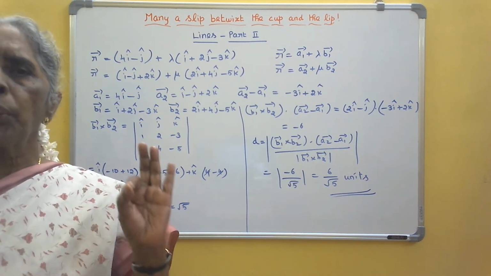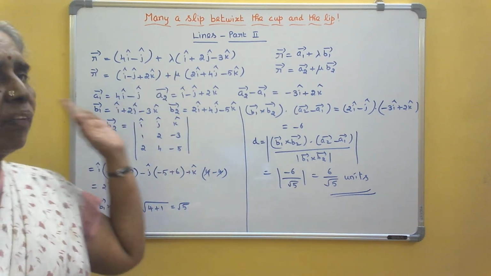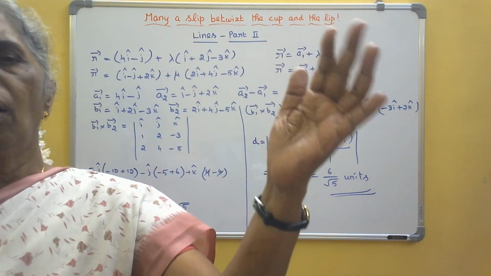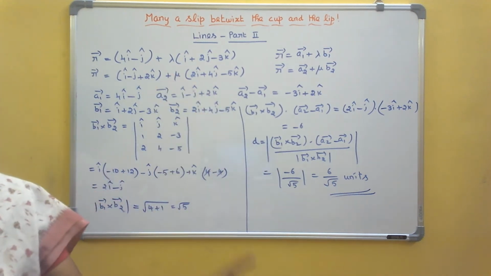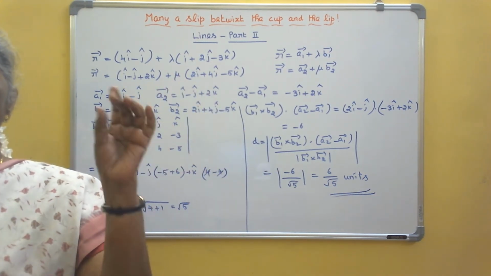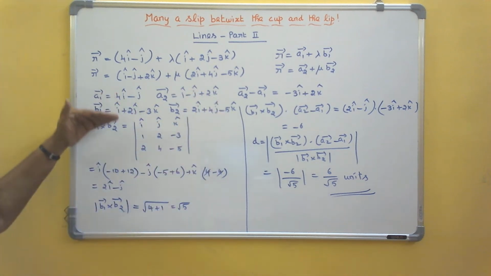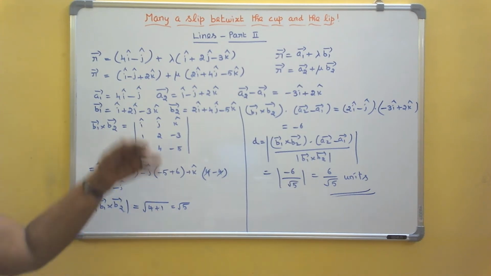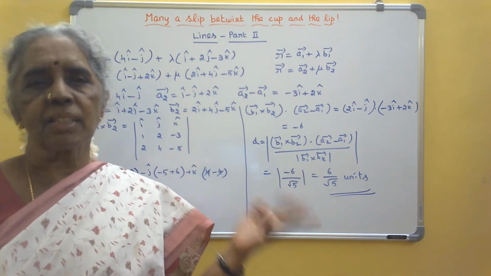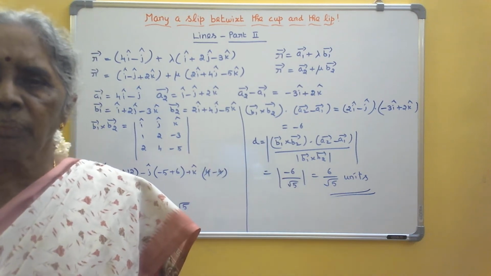So once you know the formula, first identify whether they are parallel or skew lines. After that, write the A1 vector, A2 vector, B1 vector, B2 vector. Find step by step A2 vector minus A1 vector, B1 vector cross B2 vector, then modulus, then dot. Write the formula, substitute. Okay?